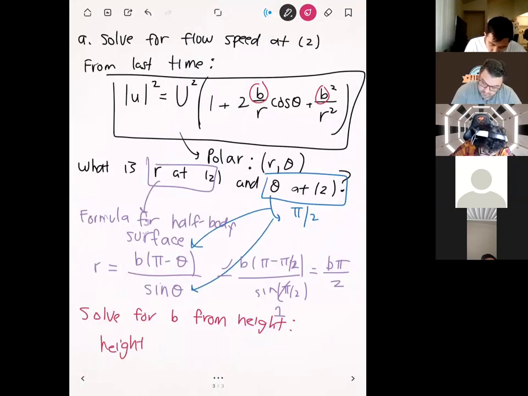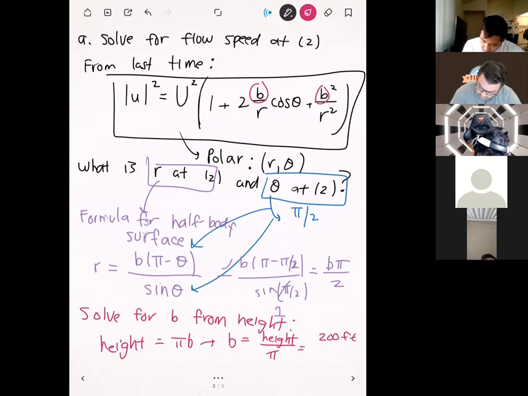And so this is another formula that we went over last time. So the height of the half body is equal to pi times b. Okay, and so in this case, b is going to equal height divided by pi, and the height we know in this case is 200 feet. Okay, very tall hill, and so b is just going to be equal to 200 over pi, right?